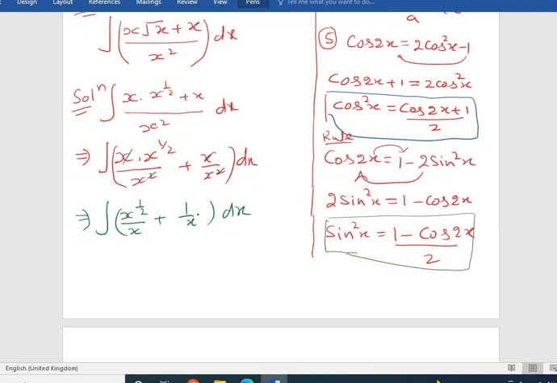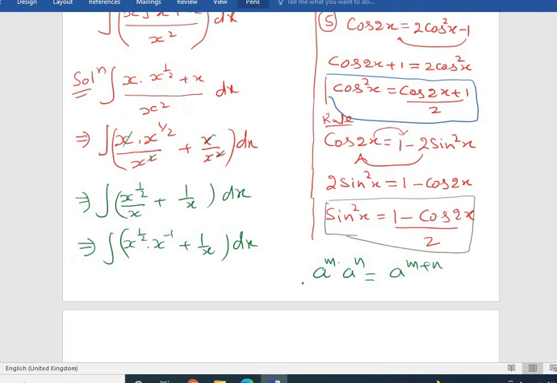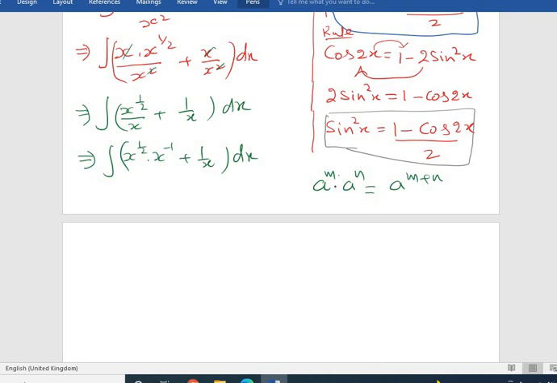Now, by using algebra, I can simplify another step, because I don't know the integration of this one. So x to the power half into 1 by x comes up as x to the power minus half plus 1 by x dx. We know that a power m multiplied by a power n equals a power m plus n. This is called addition of exponents: when two exponential terms are multiplied, it is a power m plus n.